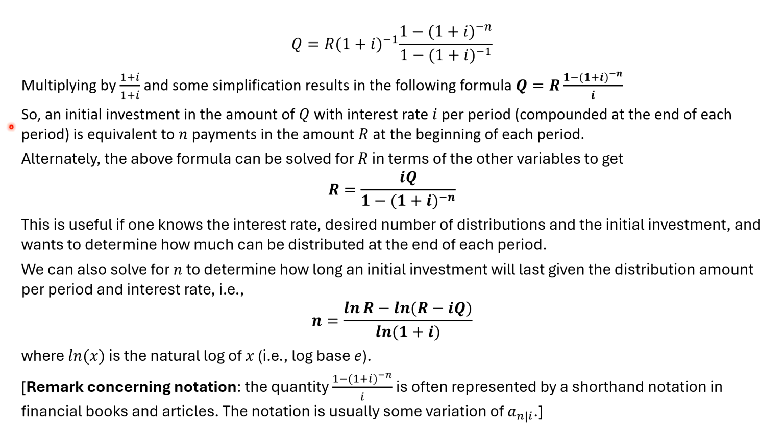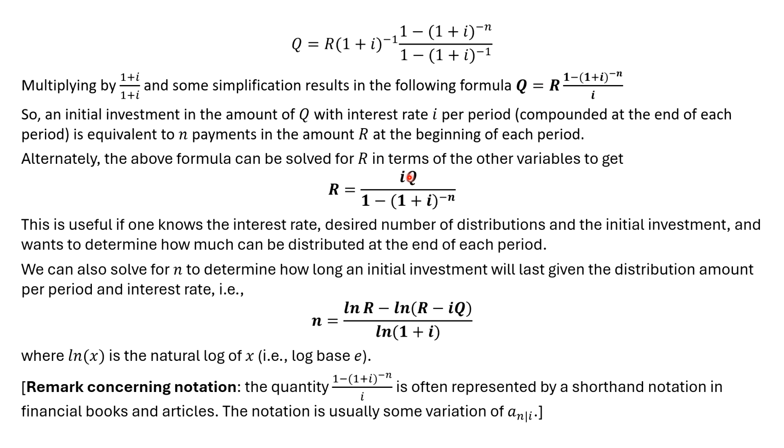And just to summarize, an initial investment in the amount of Q with interest rate i per period, compounded at the end of each period, is equivalent to n payments in the amount R at the beginning of each period. And as I say, when you get to the last period, at the end of that, you've depleted all the money in your annuity. Alternatively, the above formula can be solved for R in terms of the other variables. It's pretty easy. You just take the reciprocal of this and multiply times Q.